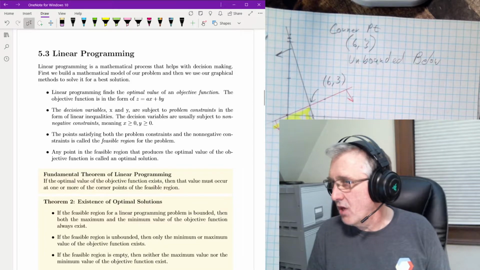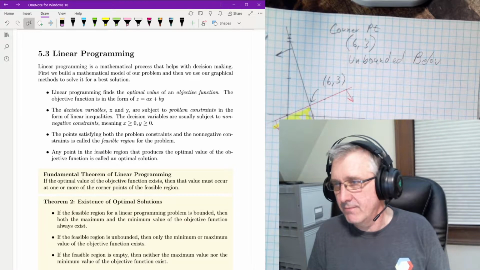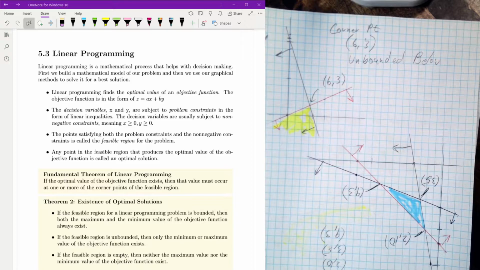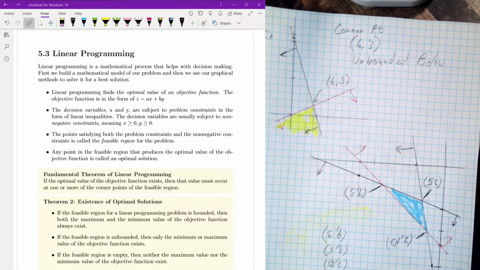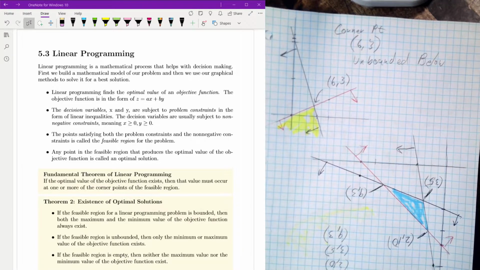And I'm going to turn off my video feed. There we go. And these are some of the graphs we had last time. We'll leave those up. But what we're going to talk about right now is linear programming, which is a mathematical process that helps with decision making. It'll use some of the graphs that we made, but it also builds on top of that. So we build a mathematical model of our problem and then use our graphical methods to find a best solution. In that, we have a lot of terms. We'll play around with these terms a little bit. They're all defined, but using them will also be helpful.